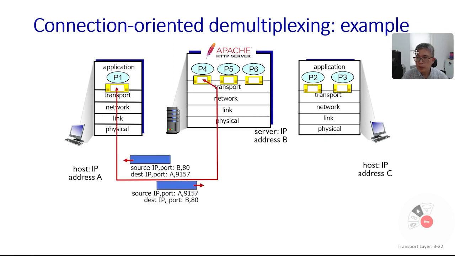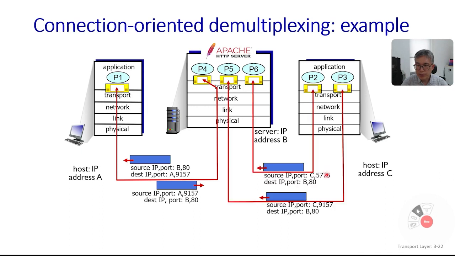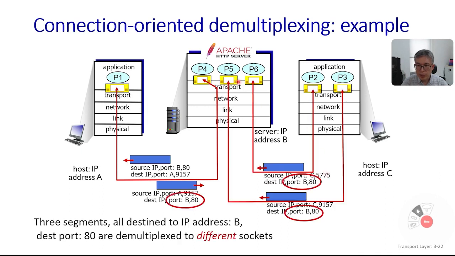This example shows connection-oriented demultiplexing. The client application and the Apache server application can communicate using these port numbers. Similarly, they can communicate over the web. Remember, port 80 is used, the web port number.